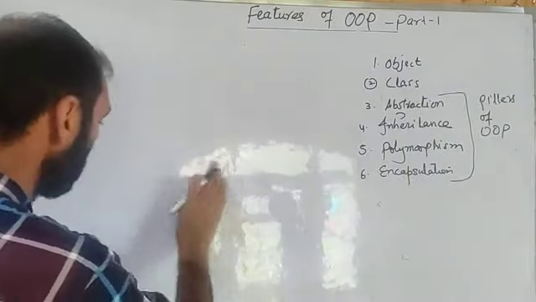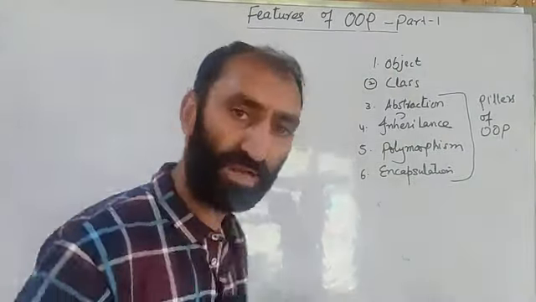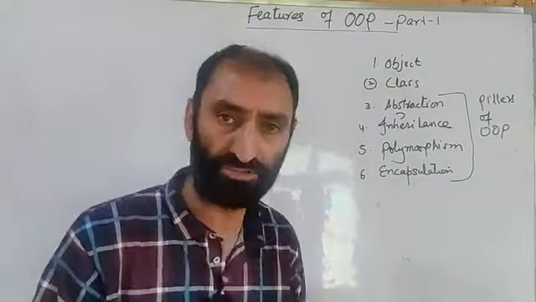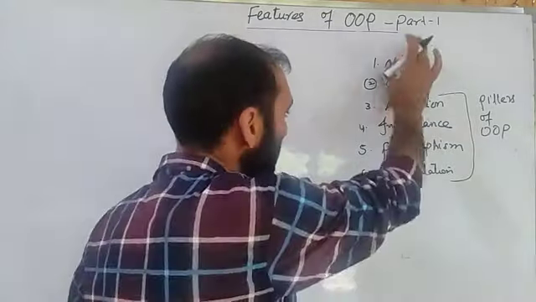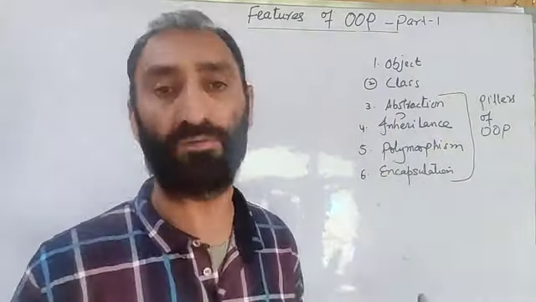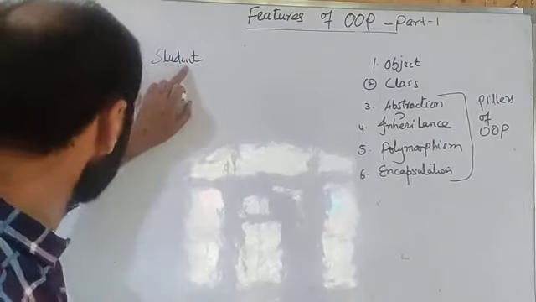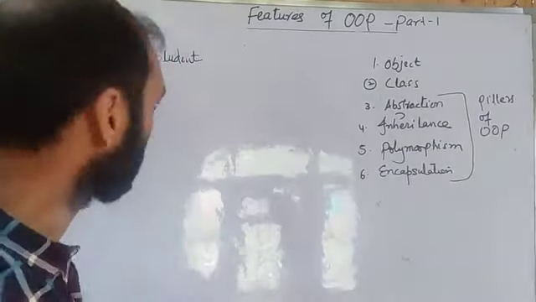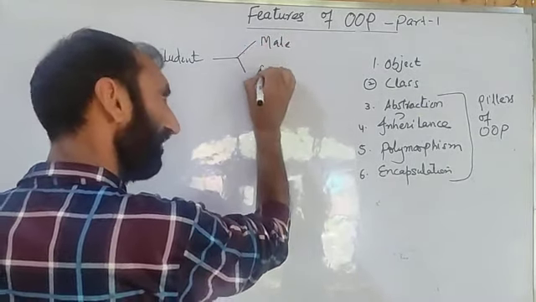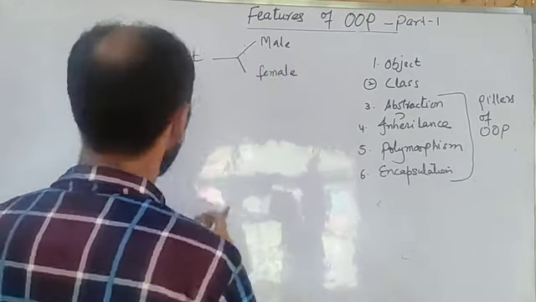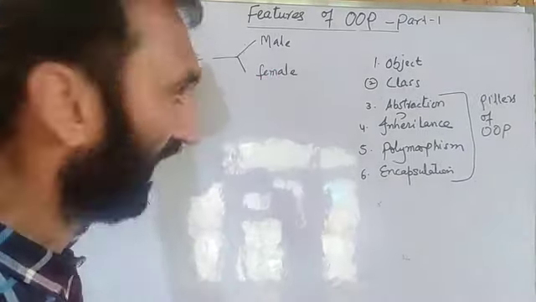First of all, we know that in the object-oriented programming methodology, everything is treated as an object. I will try to relate these features to real life. For example, let's take the example of a student. What is a student? In a class, we have students. Students may be either male or female, and the student is the entity.